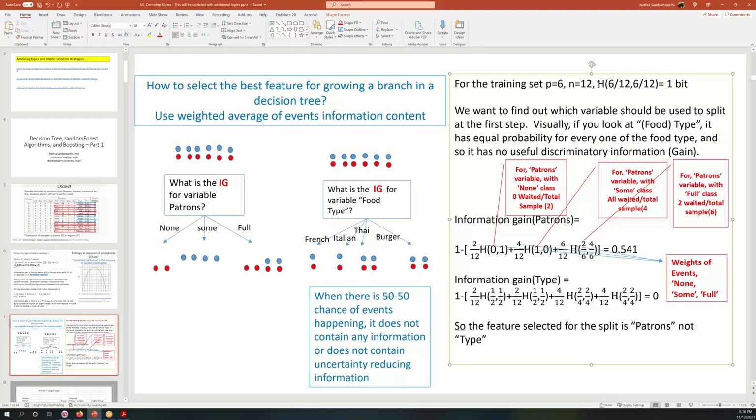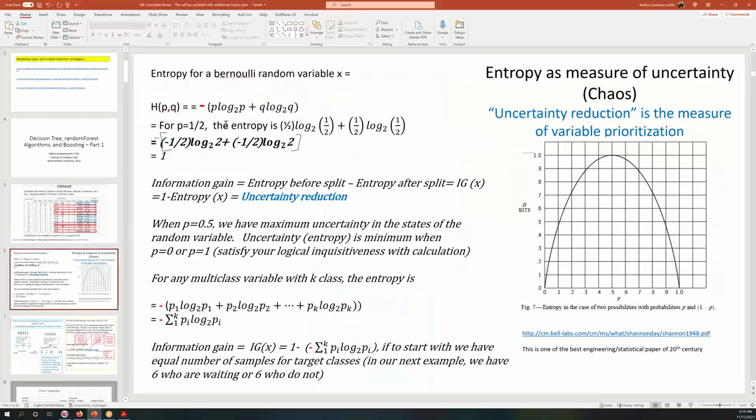Yes, sir. The calculation of X is called entropy, right? Let's go to that and apply this: 6 over 12, 6 over 12. And we know that 6 over 12 is a half. That's exactly what it is, right? So that turned out to be 1 bit.